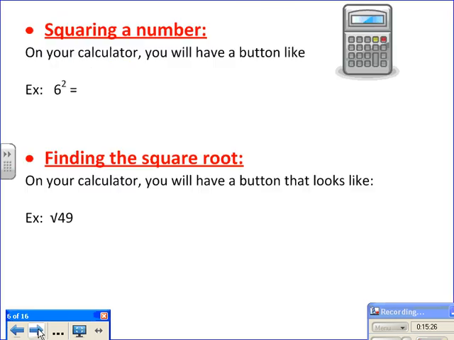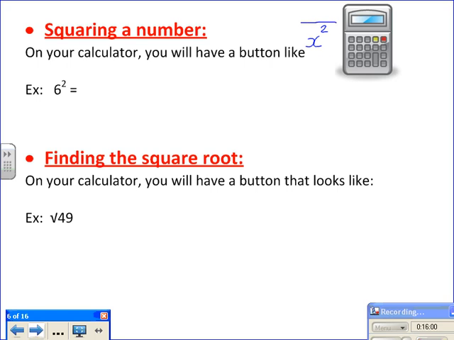Let's do some other examples that are slightly more difficult, or some examples that involve negative numbers. On your calculator, because sometimes you do need to use it, particularly if the number is quite large. 6 squared, hopefully you wouldn't have to use a calculator for, but again, you have it there. It's a tool that's there for you to either check your answer or help you if you're stuck. When we're squaring a number on your calculator, you will have a button that either looks like this.